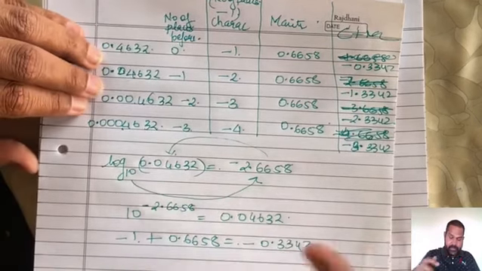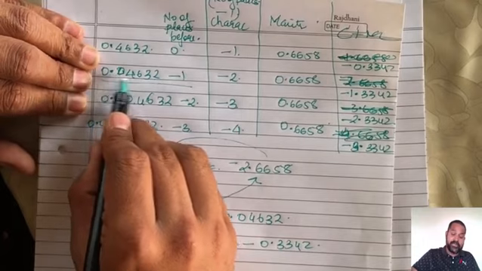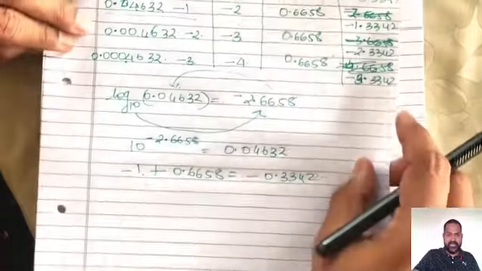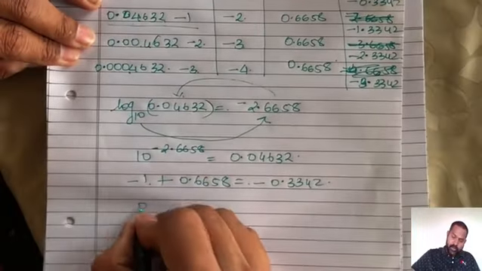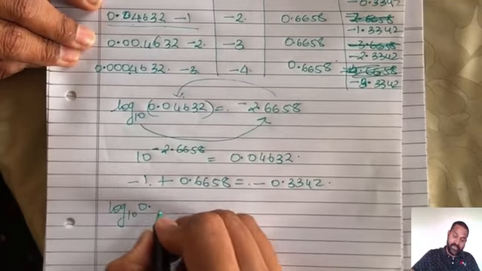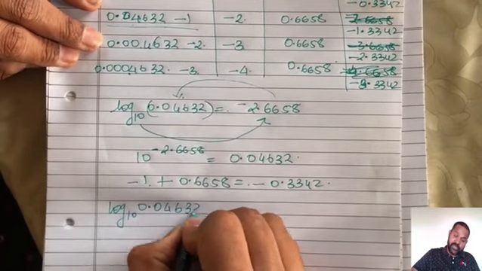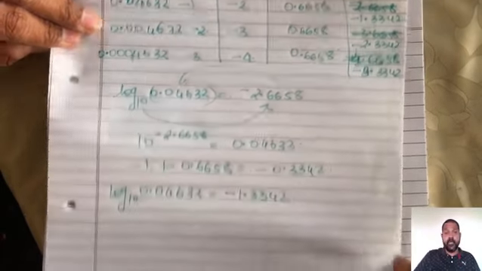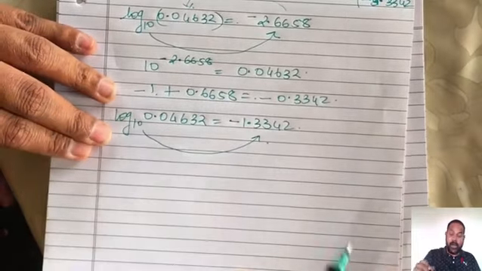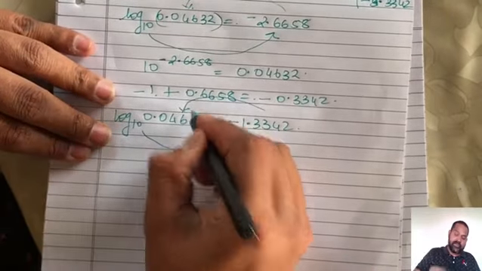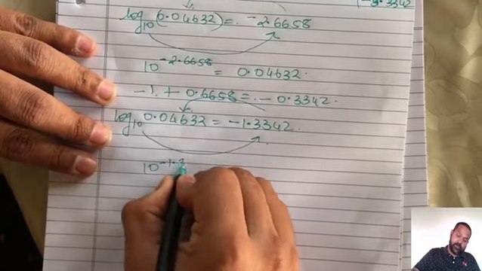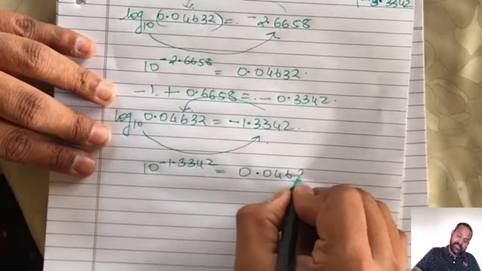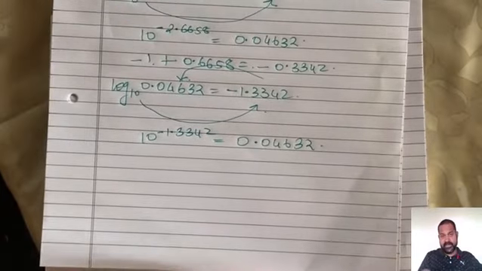So if that is correct, then the log of 0.04632 should be -1.3342. Yes. Can I check that? Yes, go ahead. Log to the base 10 of 0.04632 should be minus 1.3342, which means that when 10 is raised to minus 1.3342, I should get this. 10 raised to minus 1.3342 should give you 0.04632. Let's check if that is correct now.